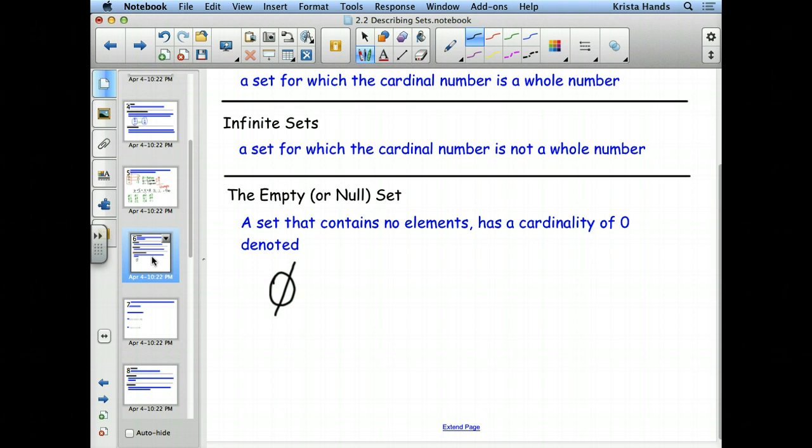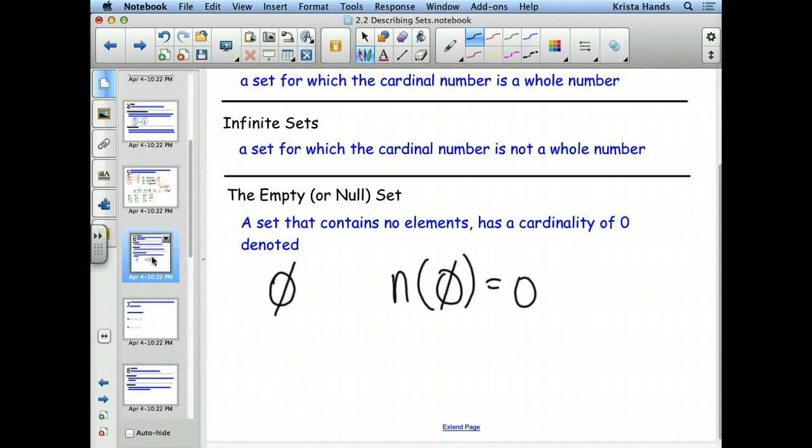When you get to algebra, sometimes you'll use this for the phrase "no solution." Okay? It doesn't mean 0. So this symbol is not interchangeable with the number 0. However, I can talk about the number of items in the empty set being 0, because when I put that in front of something, it means number of items.